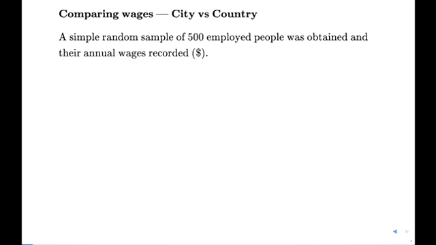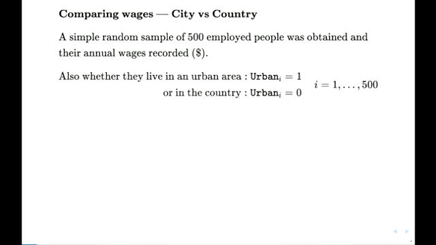All right, so first of all, we have a data set that we're going to use to answer a question about, does it appear as though the wages that people earn are different depending on whether they live in the city or whether they live in the country? So we have a simple random sample of 500 people who are employed, they have jobs, and their annual wages in dollars were recorded. In addition to that, for each of these 500 people, it was recorded whether they lived in the city or in the country.